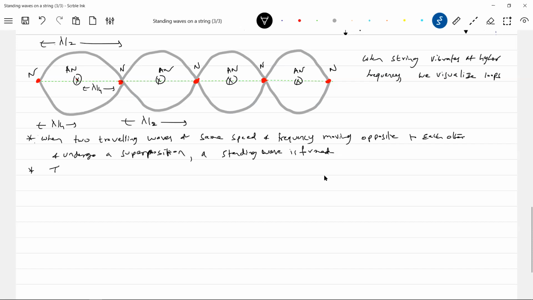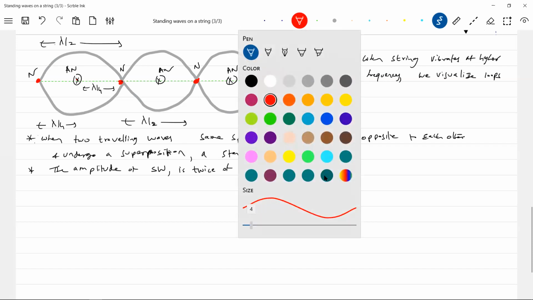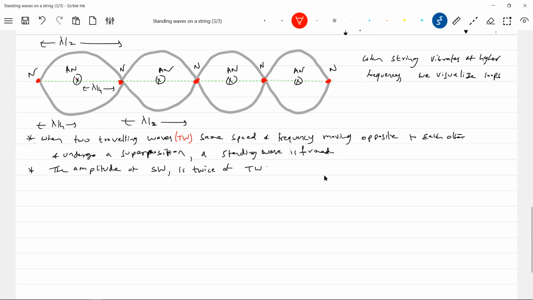Then the amplitude of the standing wave is twice that of the traveling wave. I'll write in short, because every time writing standing wave is tedious, standing wave means SW. So what is the amplitude of the standing wave? It will be twice that of the traveling wave. Next again.